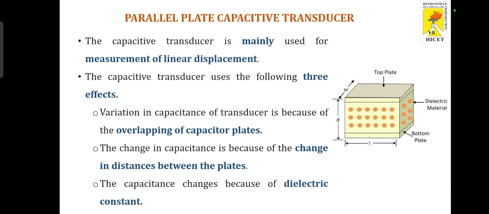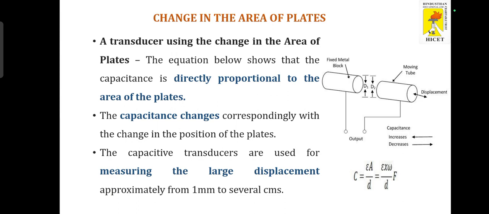The capacitive transducer is mainly used for the measurement of linear displacement. It uses the following three effects. The first one is variation of capacitance due to overlapping of capacitor plates. The second one is the variation of capacitance due to change in the distance between the plates. The third one is the variation of capacitance because of the dielectric constant. We have already discussed the relation between the area and the capacitance. If the area is increased, the capacitance will also increase because it is directly proportional.